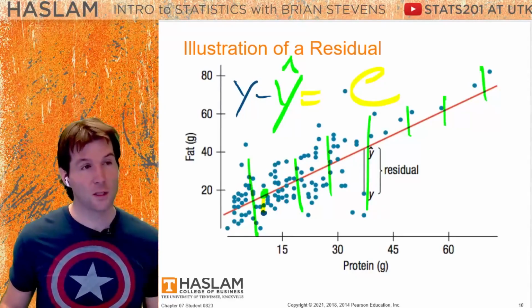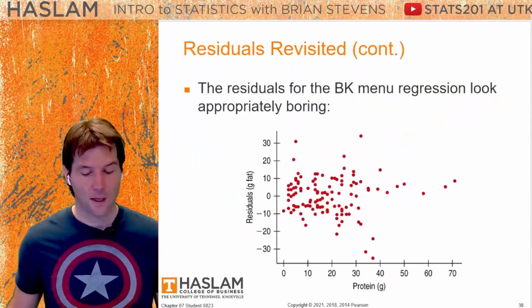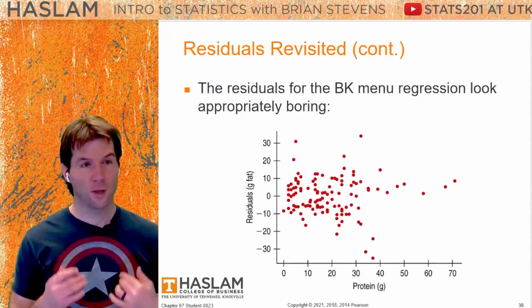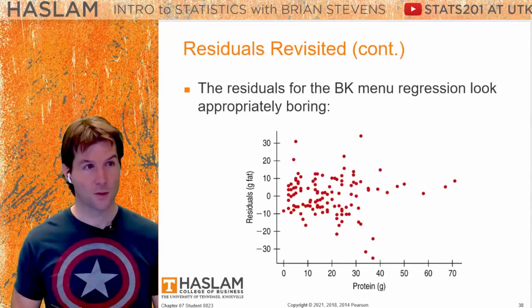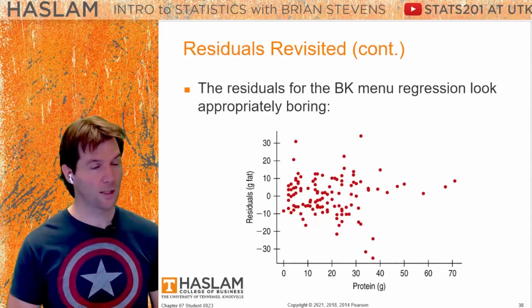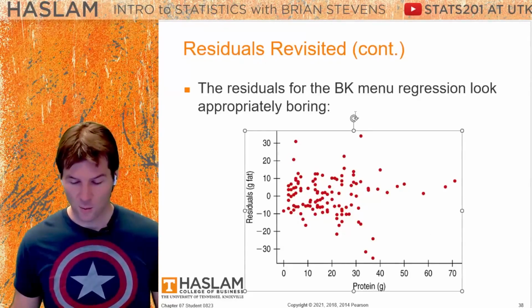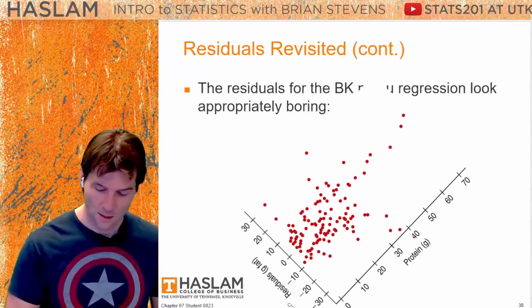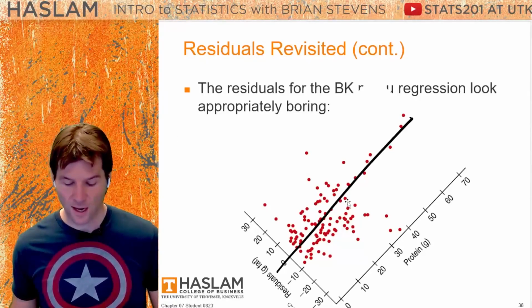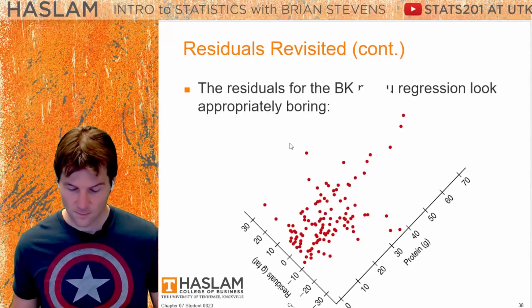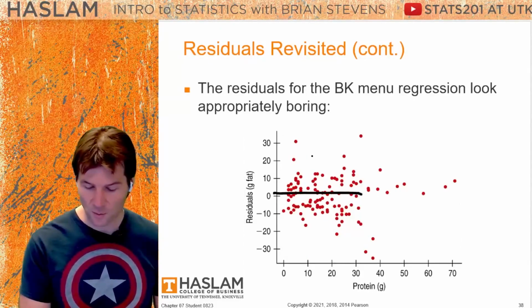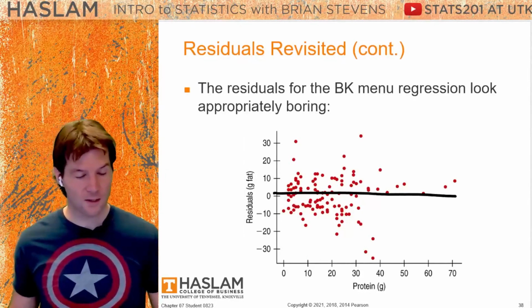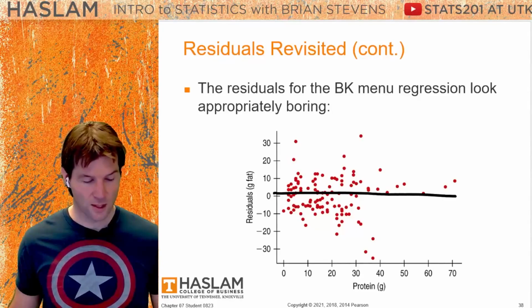To do this, we need to look at the residual plot. A residual plot is a plot of all your residuals. To simply make a residual plot, take your original data that looked like this, make the line flat, and you have a residual plot. I want you to think about why this is the case. We'll look at the original data.